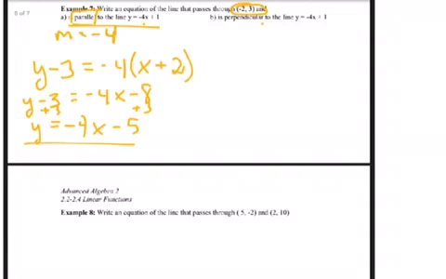Okay, I want you to try the second one, but remember perpendicular means the opposite reciprocal. So our slope is negative 4 over 1. Find the opposite reciprocal for that in order to do your equation.